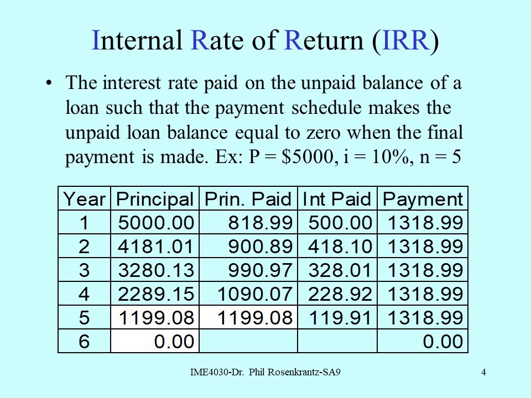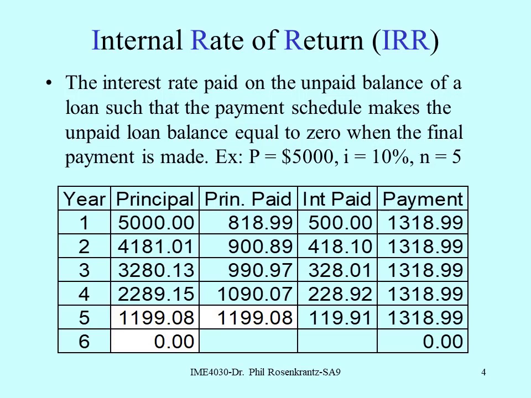So what is the internal rate of return? It is the interest paid on the unpaid balance of a loan such that the payment schedule makes the unpaid loan balance equal to 0 when the final payment is made. And for an example with a present value of $5,000, interest rate of 10%, and n equals 5 years. If you recall, this is one of our examples from the equivalence module earlier.